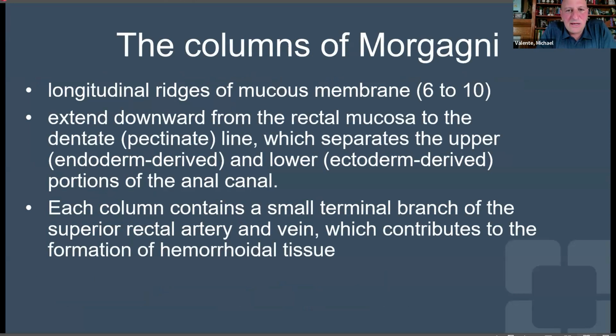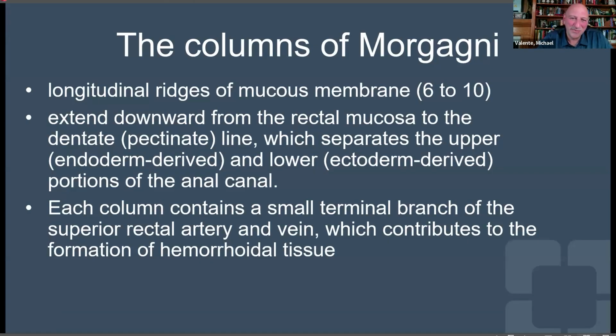These columns are Morgagni. Morgagni was an Italian pathologist, anatomist. There are these longitudinal ridges of the mucous membrane of the anal canal that extend downward from the bottom of the rectum to the dentate line, also known as the pectinate line, which is the big transition. Embryologically, the upper rectum is endoderm-derived tissue, going into the lower portions of the anal canal, which is ectodermal-derived. So everything distal to the dentate line is ectoderm. Think of neurological pain, you can feel those things. When it's above that, it's endodermal. You don't feel those. It's a different innervation, correct?